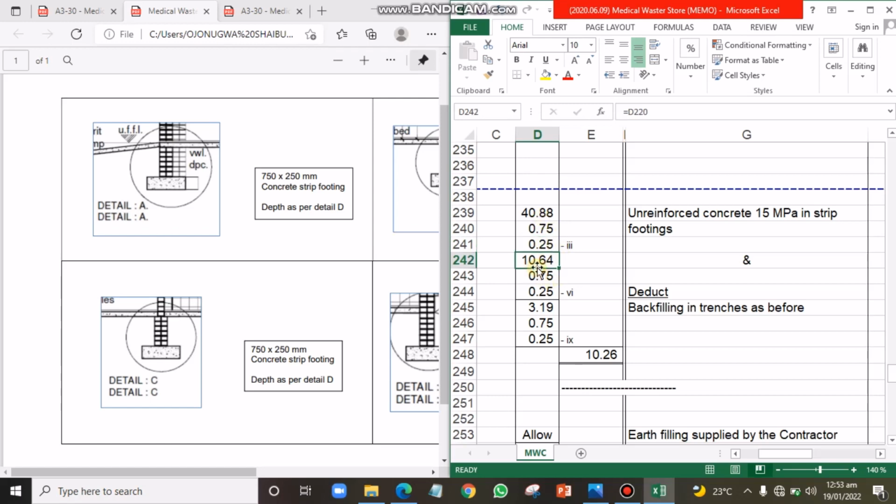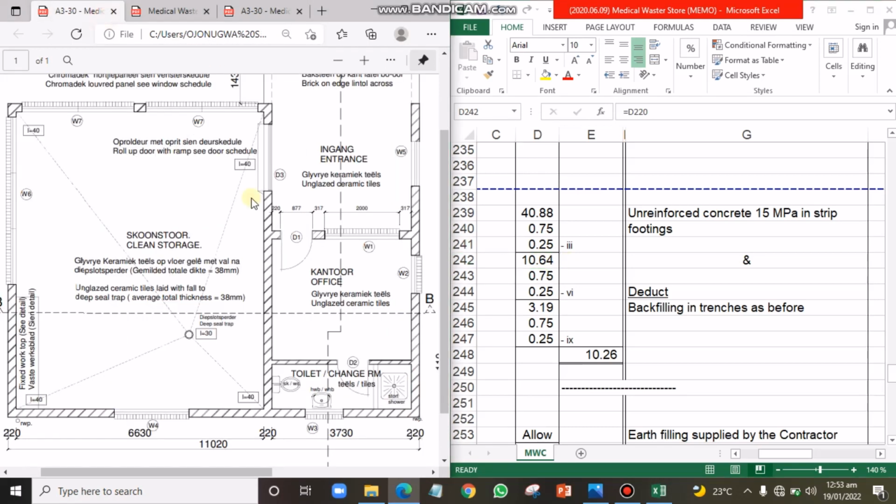So we'll go down to the second one, which is the internal 220 wall. So we have the guards for those two walls, that is this wall and this wall. Then we also have the width 750, that is 0.75. Then the thickness of the concrete is the same throughout, 0.25. You do the same for the third value here, 3.19, 0.75, 0.25. Then you get the total you need in this place.